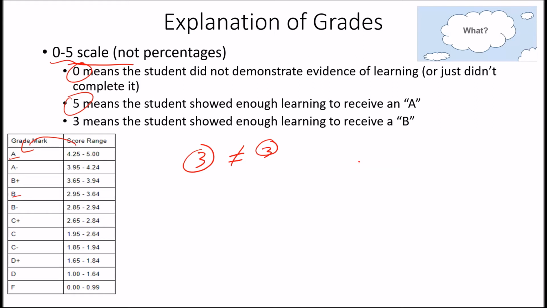So a 3 out of 5 being 60% sends a very different message from a 3 which corresponds to a solid understanding, a B. And that's why we're going through the pains of trying to make sure you guys understand what this looks like.